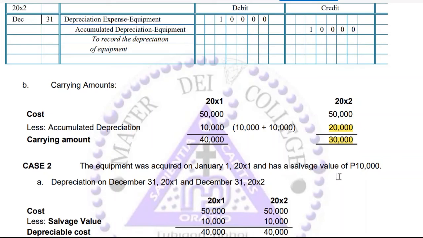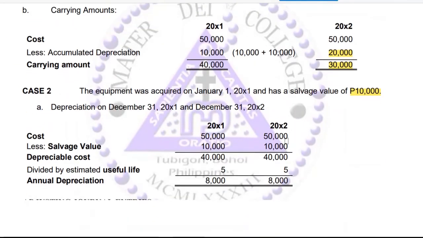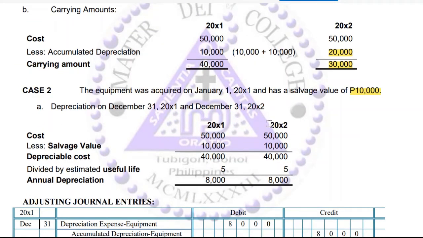Now case 2, assume that there's already a salvage value. What is convenient if you are using the straight line method is that when the asset is purchased at the start of the year, every year it has the same depreciation. It is uniform. So for this one, you have 50,000 minus 10,000, that's 40,000. You divide it by 5 years. So every year would be 8,000 pesos.